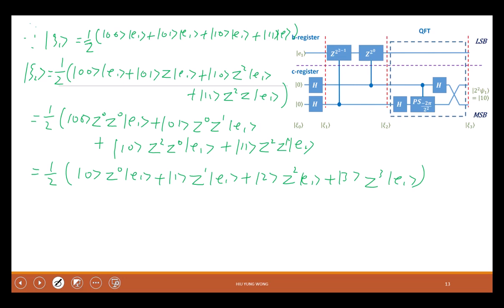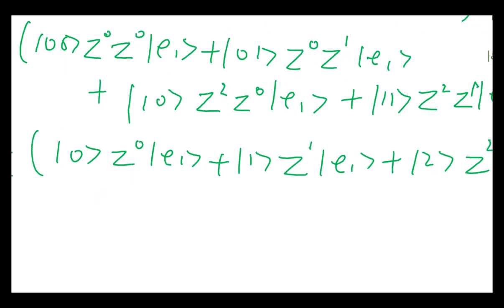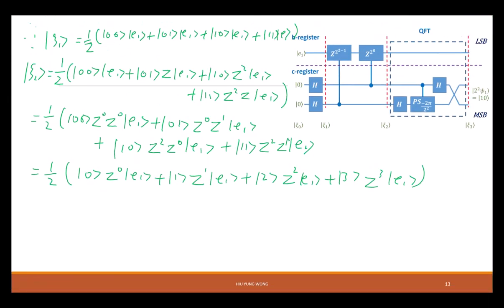So in the quantum phase estimation algorithm, in this part, basically what it does is that you apply Z to the power that time when the controlling qubit is of that value. Basically what we're saying is this is equal to 1 over 2, times the summation j equal to 0 to 3, of j, Z to the power j, E1. You give the eigenvector, and then for each of these basis states, correspondingly, I apply Z to the power j time. Make sense? And that is the beauty you are going to see later.